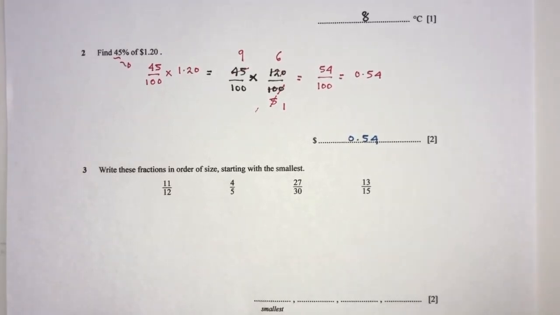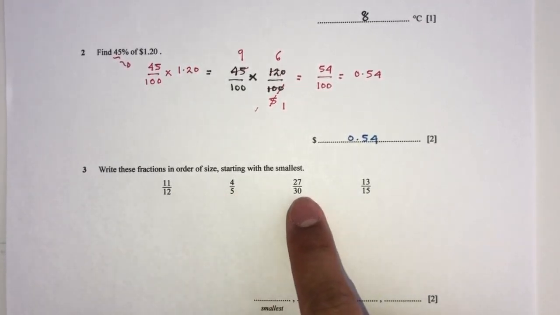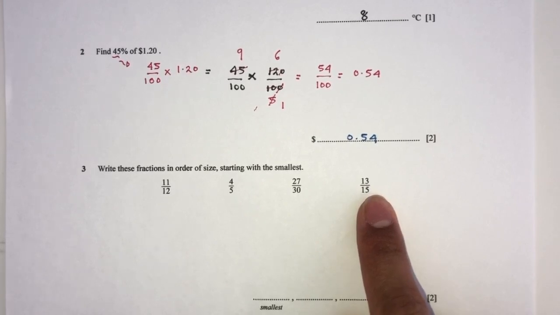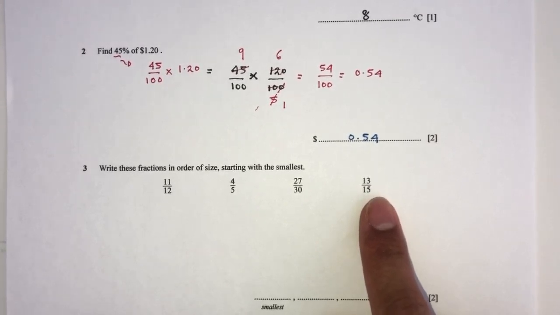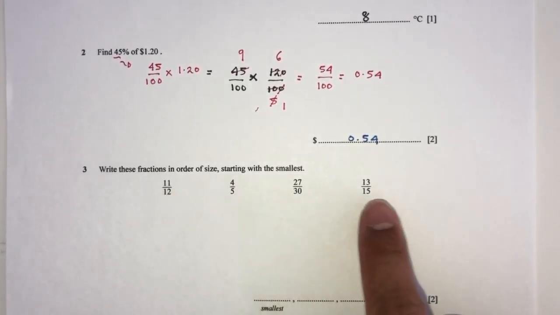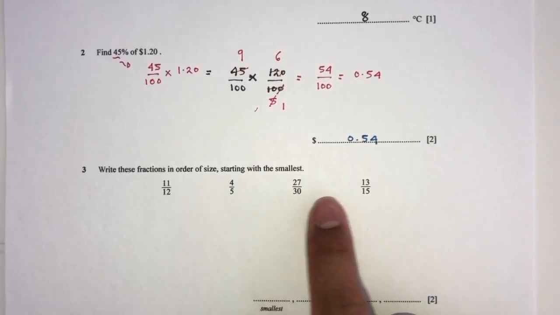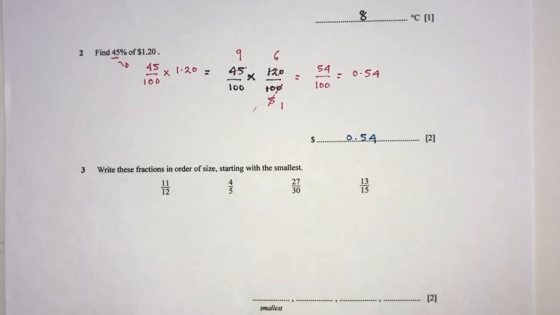Now for part 3, we have to write this fraction in order of size from smallest to largest in ascending order. Now I think here we have one issue, is that we cannot compare them directly with each other because the bases are different. So here we have 12, 5, 30 and 15. So here what can we do? So we have to first find a common denominator for everyone. So to what can we change these so that we can compare them easily? So by observation, we realize that these are all factors of what? Of 60, right? So let's change that to 60.